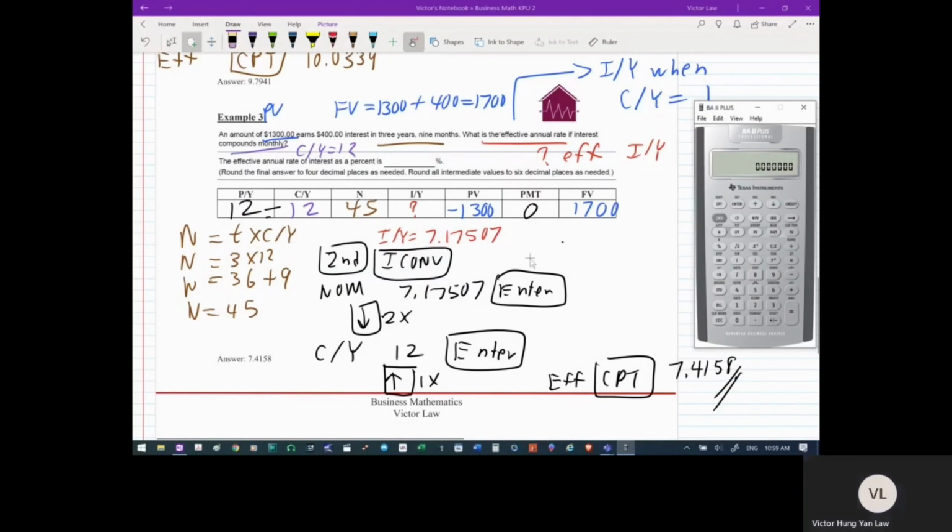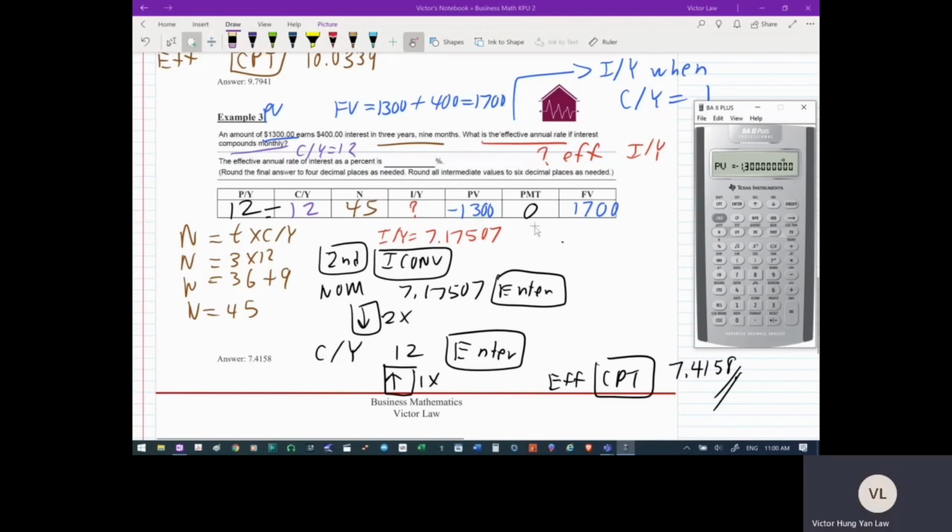We're going to start from the left side and type in the PY and CY. Second function, PY is 12, enter, arrow down to CY. CY is 12, enter, and then you clear. Then we type in the 45 for the number of periods. So 45, then you press N, and that will set the number of periods to 45. Then our present value is negative 1,300. Number first, so 1,300, then you press the plus-minus, which gives you the negative, and then you press PV. That will set the present value to negative 1,300.